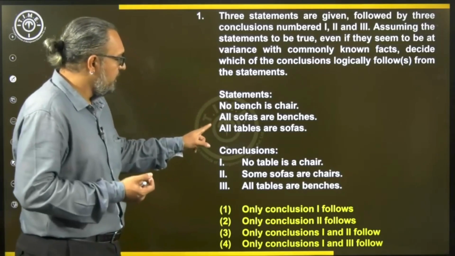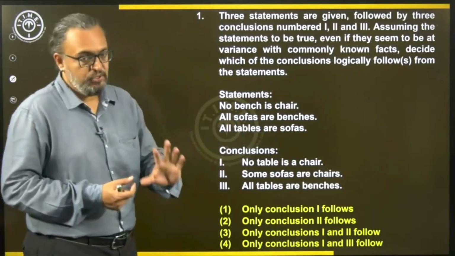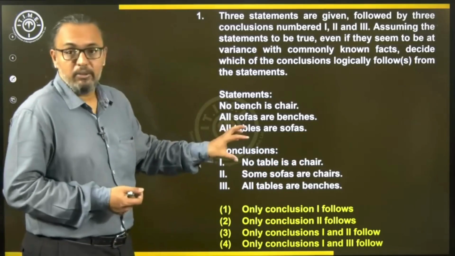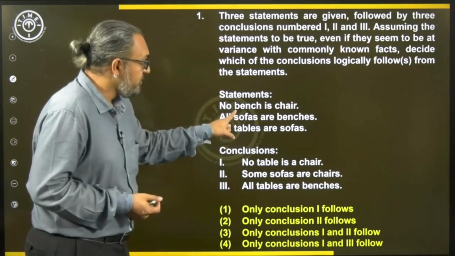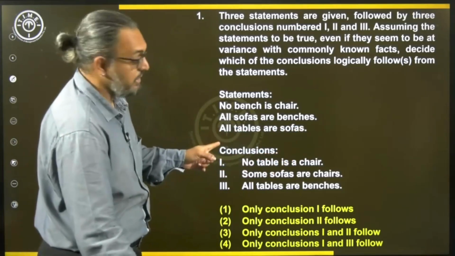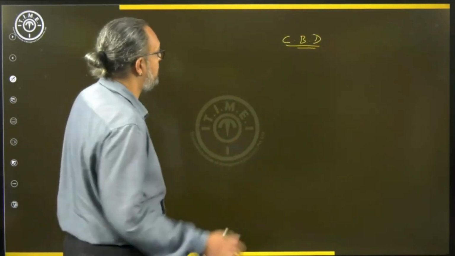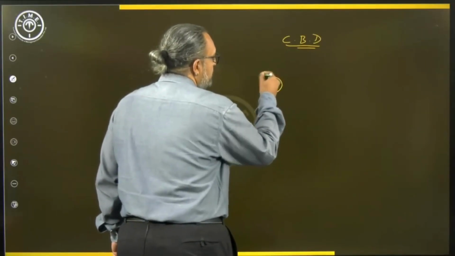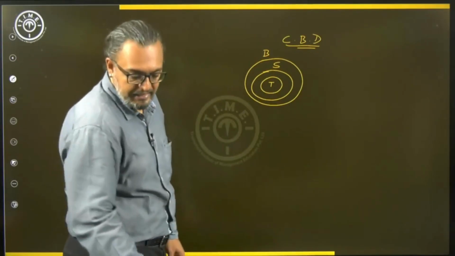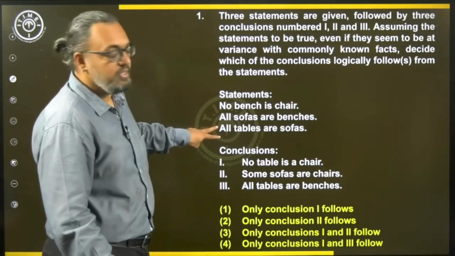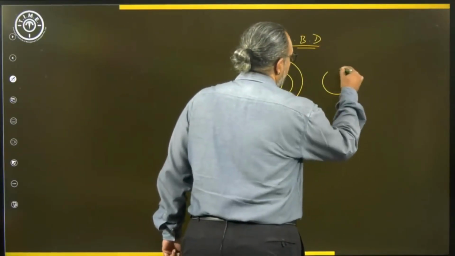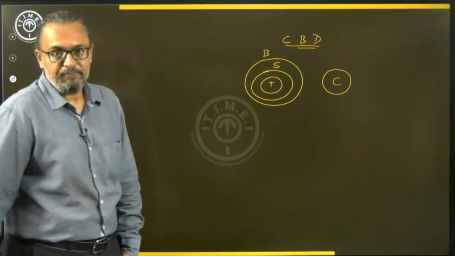So, when you look at all, here we have all sofas are benches. But the next one he has given all tables are sofas. So, the complete tables should be inside sofas, then the complete sofas are inside benches and then no bench is a chair. So, that's how we represent. So, all tables are sofas and all the sofas are benches, correct? That is my third and the second statements. And the first one is no bench is a chair. So, bench should be separate and chair should be separate.